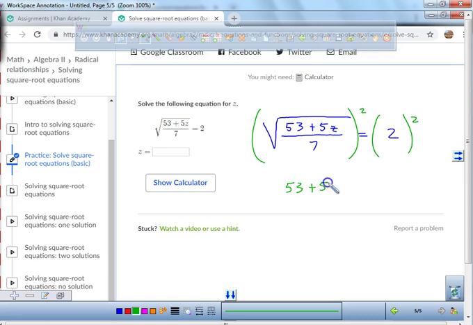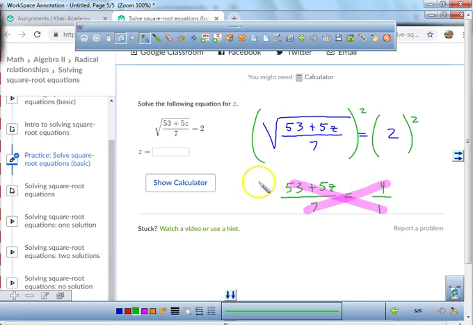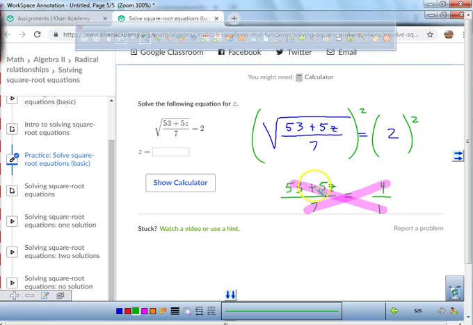53 plus 5z over 7 is equal to, this is going to be a little bit different here. Instead of just writing the number 4, because 2 squared is 4, I want you to write 4 over 1. Why do I want you to write 4 over 1 there? Because we're going to cross multiply. That's going to help us out. Why am I putting it as a ratio? Because this is in fraction form. 7 times 4 is 28.